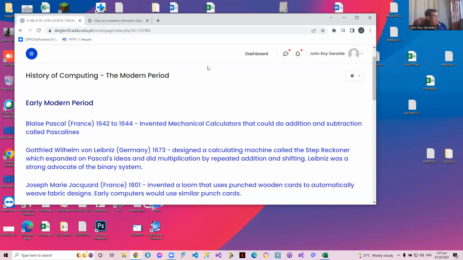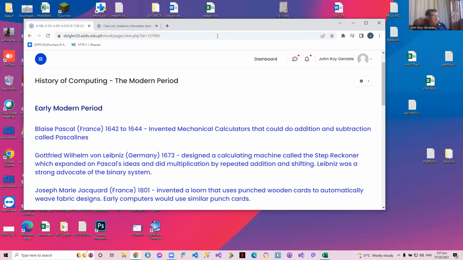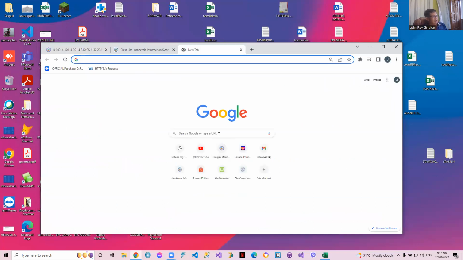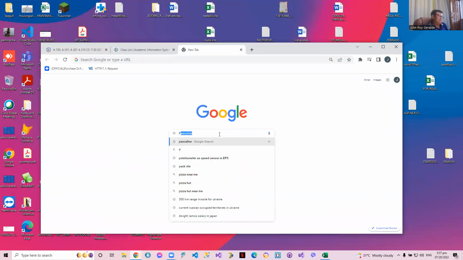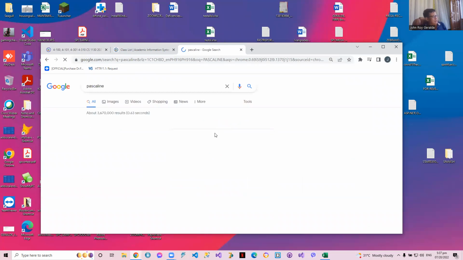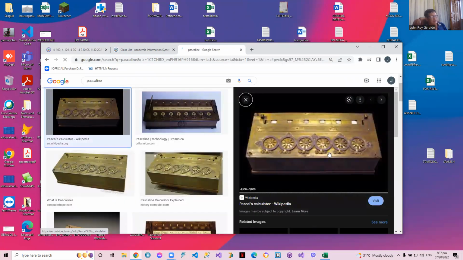In France, Blaise Pascal invented machines called Pascalines. So Pascalines are like the predecessor of an adding machine. When you look at that picture, this is how a Pascaline works. It can do both subtraction and addition.